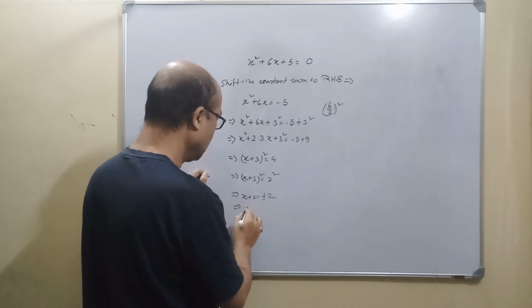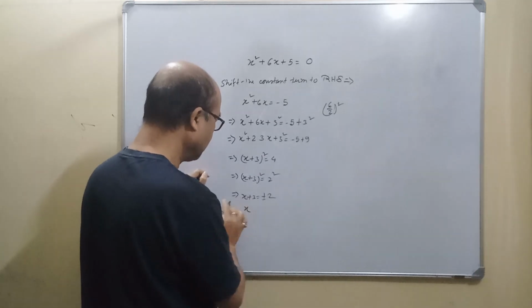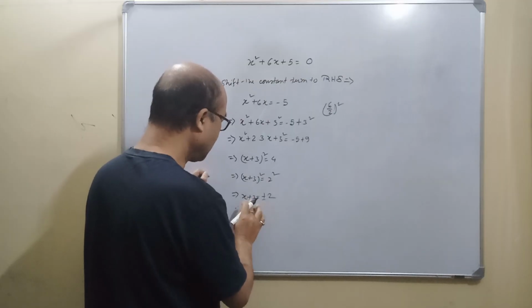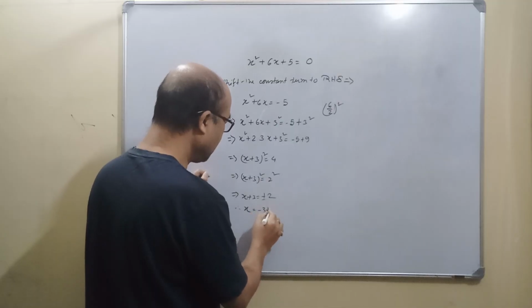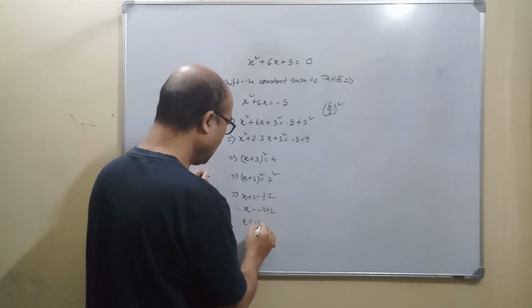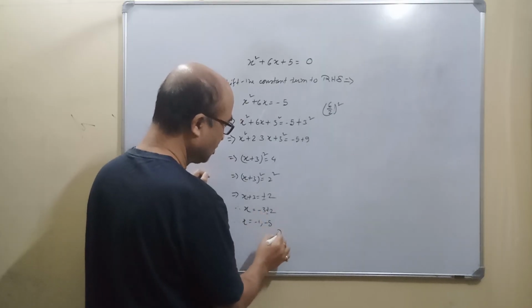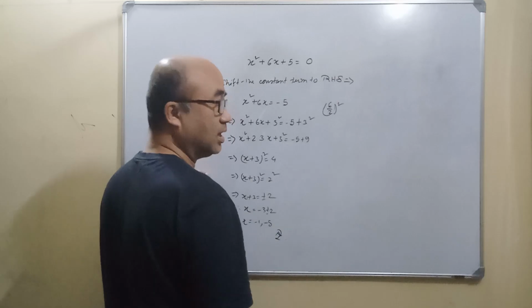So hence x is minus, transferring plus 3 to the right hand side, minus 3 plus minus 2. Hence x is minus 1 or minus 5. Minus 3 plus 2 is minus 1, minus 3 minus 2 is minus 5. And that is your answer.